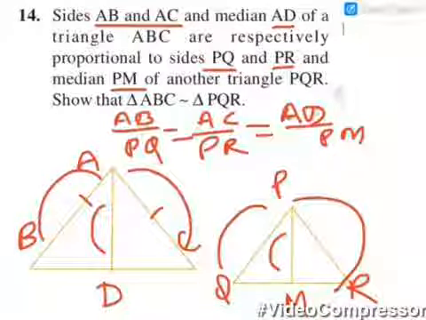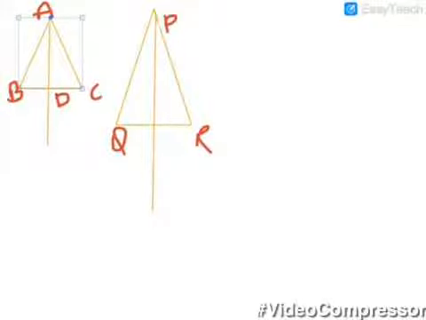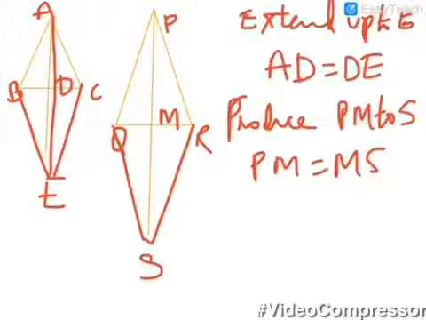Let's do that. What we are going to do is extend this AD a little, and this PM also a little. Now how we extend is not random. Whatever the length of AD is, that much length we will bring it down, so we have extended up to E such that AD is equal to DE. AD जितना है DE उतना ही बनाया, PM जितना है MS उतना ही बनाया.